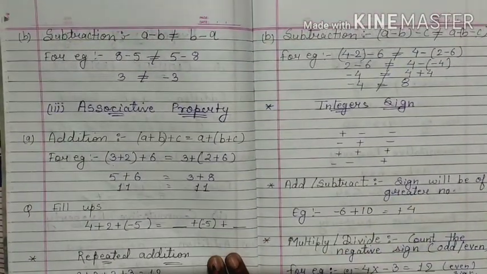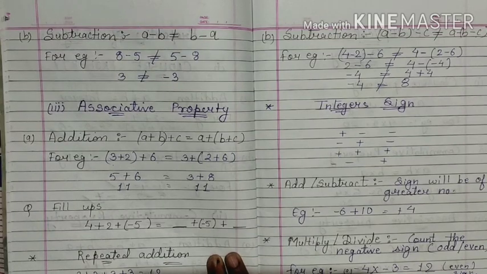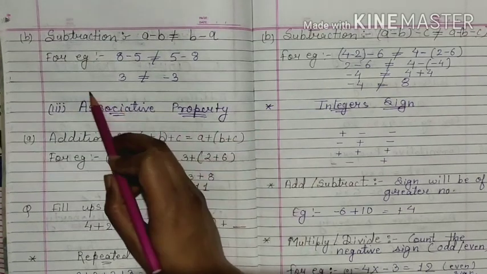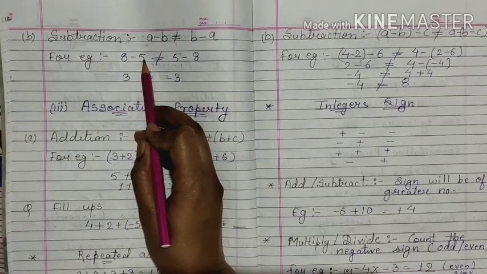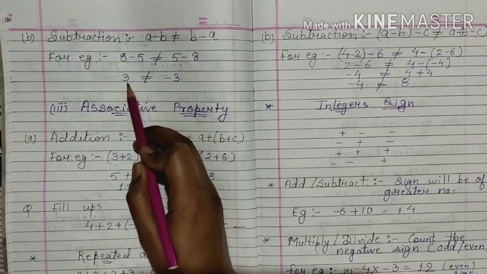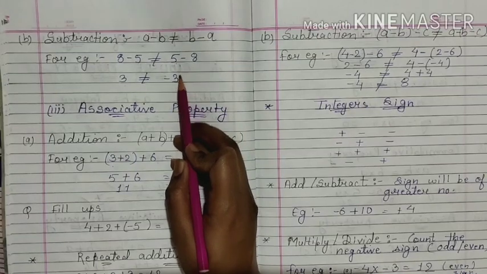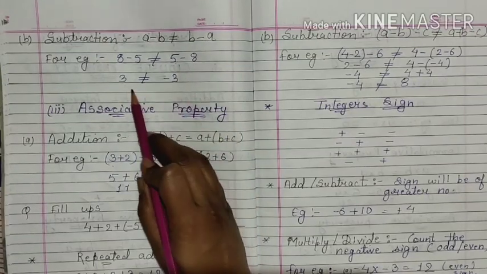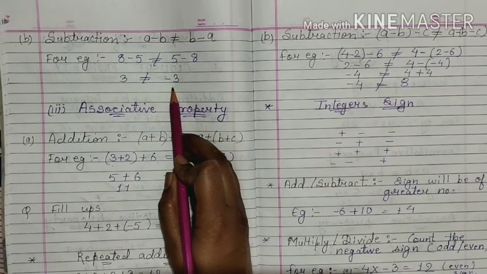Then come to subtraction. When we subtract two integers, interchange their places and then subtract, they are not equal. You can see the example. 8 minus 5 is 3 and 5 minus 8 is minus 3, and 3 and minus 3 are not equal.